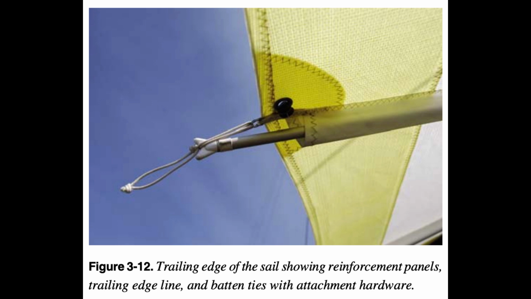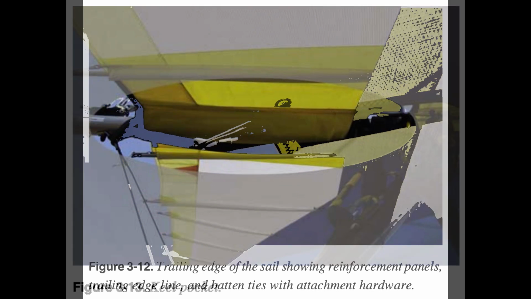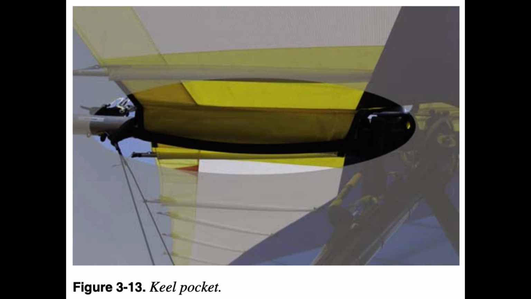Figure 3.12. Sail attachment to wing frame. The sail is attached to the wing frame at the nose and the tips. A keel pocket towards the back of the sail secures the sail to the wing keel. Figure 3.13.